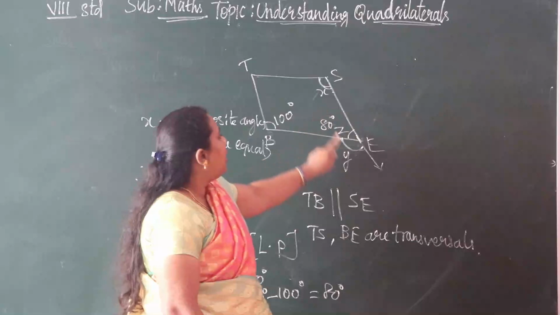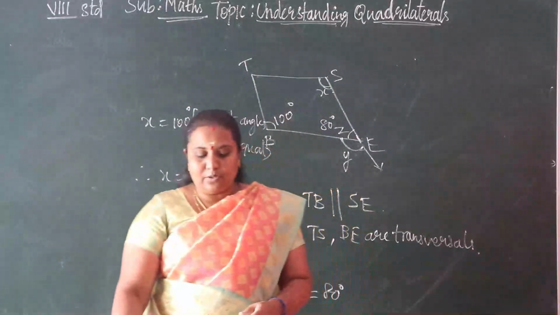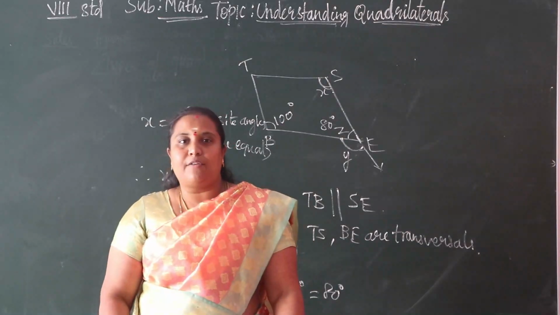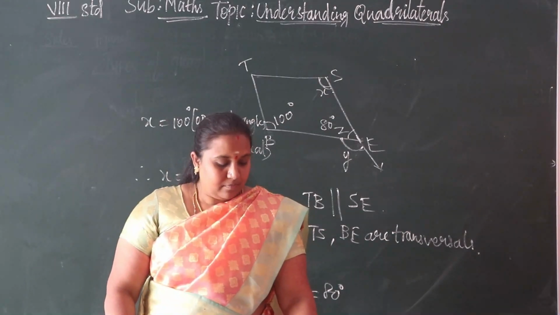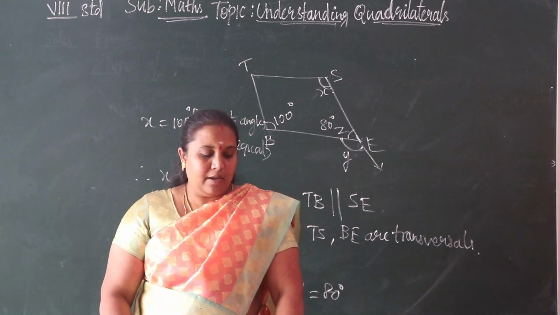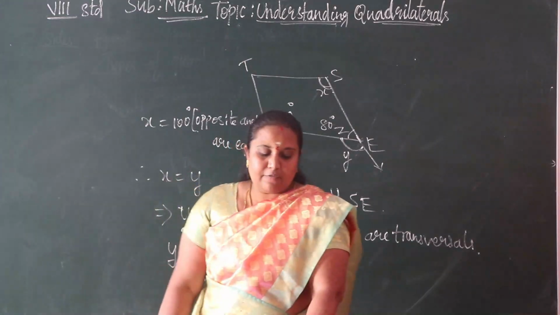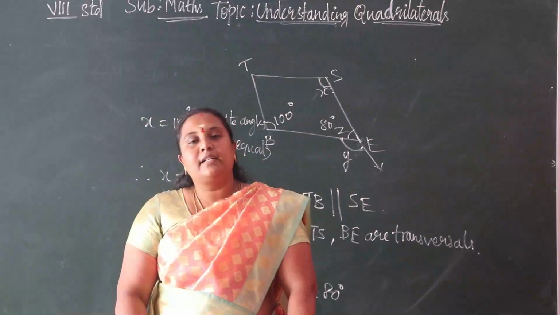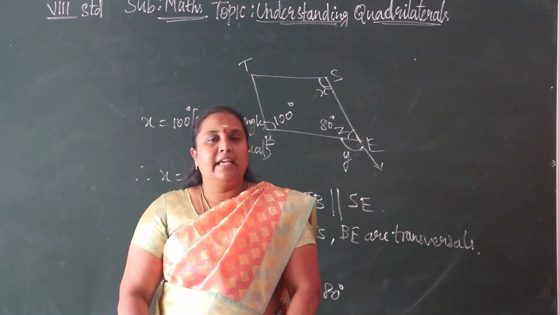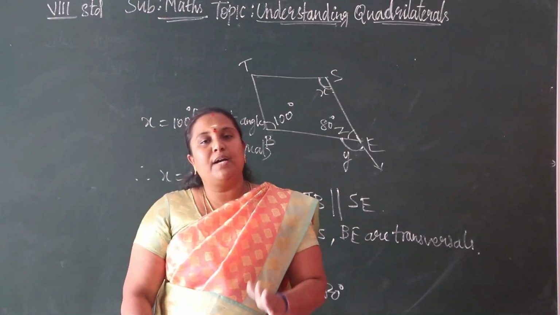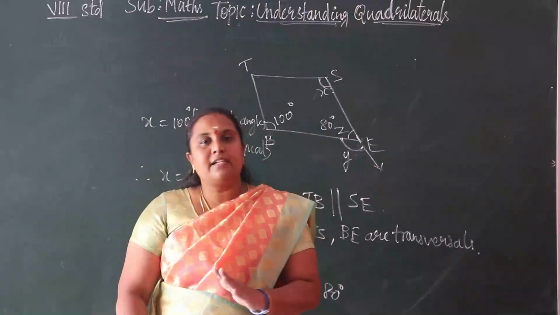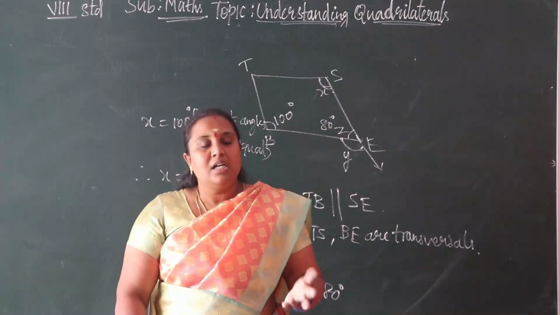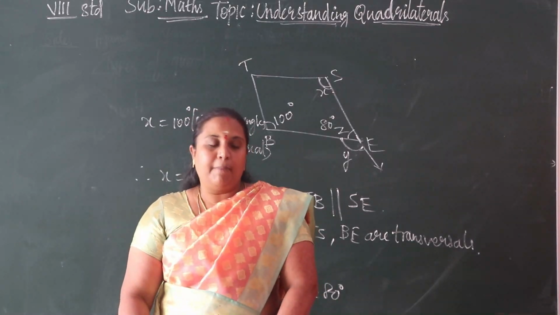Okay, and these two angles are 100 degrees. Understood how to find out the angles of a parallelogram by the properties of the parallelogram. And then it is given diagonals of a parallelogram. The diagonals of a parallelogram bisect each other at right angles. Bisects each other means bisects each other equally. So from that we know the sides and angles of a parallelogram.